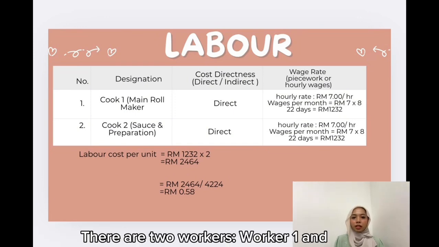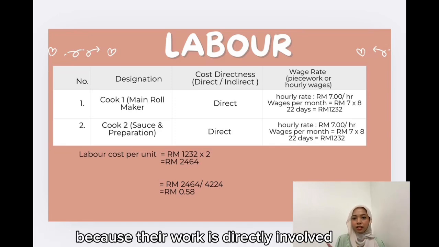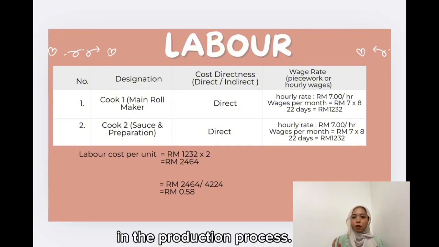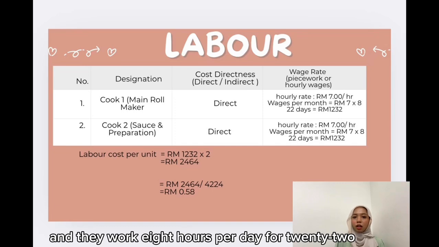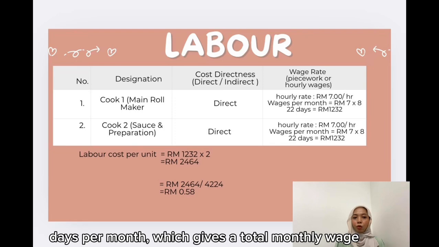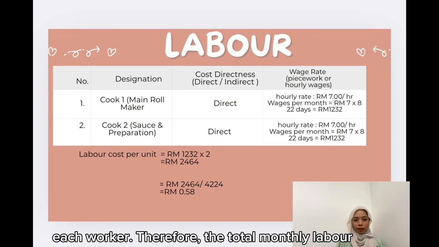In this section, we are showing the labor cost involved in producing our product. There are two workers, worker 1 and worker 2. Both are considered direct labor because their work is directly involved in the production process. Each worker is paid an hourly rate of 7 ringgit and they work 8 hours per day for 22 days per month, which gives a total monthly wage of 1,232 ringgit for each worker.